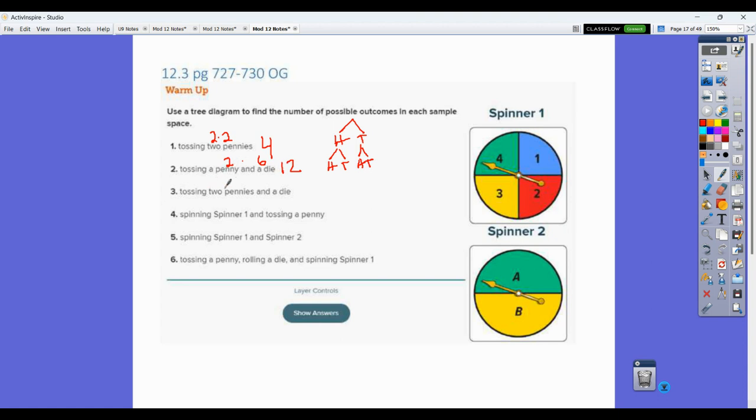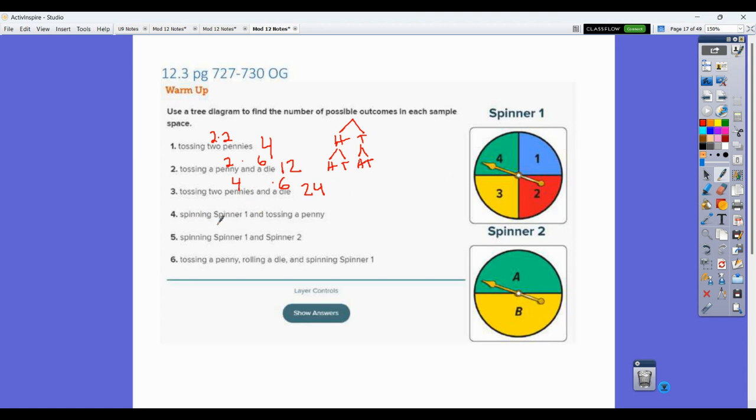If you toss 2 pennies and a die, then when you toss the 2 pennies, you have 4 possible outcomes, and the die, you have 6 possible outcomes. So the 4 comes from that first one that's there, and you end up with 24 possible outcomes when you multiply those.